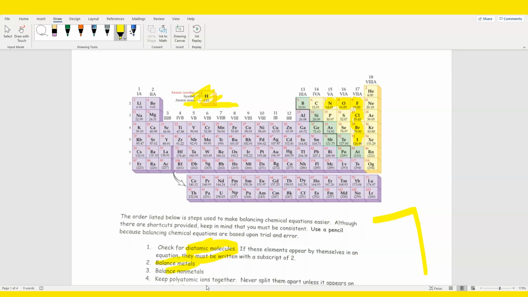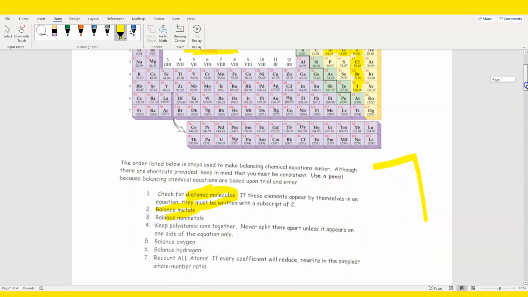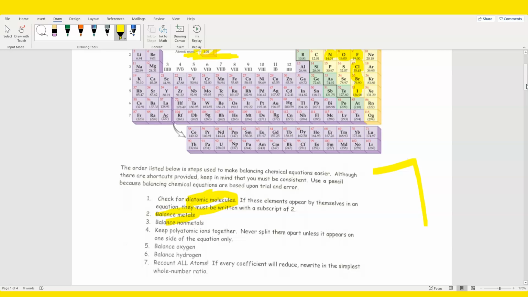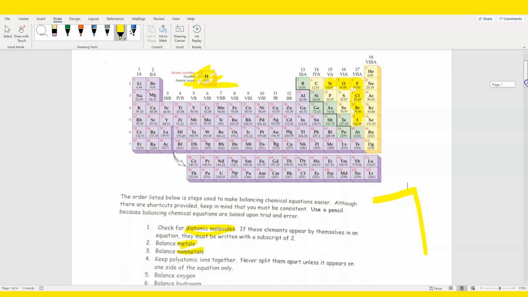Now, step number 2, you want to balance your metals, okay? Your metals are anything that you see over here in purple. So if you follow this order, this is going to get you on the right track of balancing your chemical reaction types. Sometimes the order doesn't always go as planned, but majority of the time it works, okay? It's all about trial and error. So again, you're going to check for your diatomic molecules, which forms the number 7 on your periodic table. You're going to balance your metals next, and then your nonmetals. Your nonmetals are this yellow section over here on your periodic table, okay? So any element written in yellow, you would balance that next.